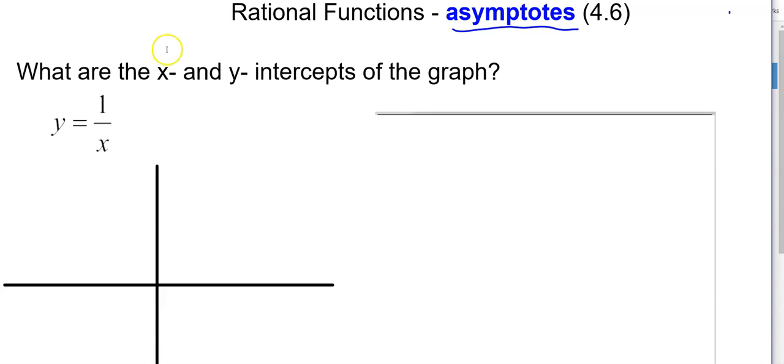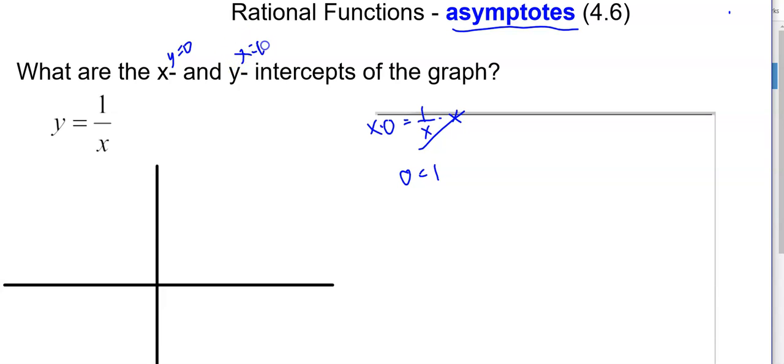To find the x-intercept, you want to plug in y equals 0. So in this case, that would be 0 equals 1 over x. Multiply both sides by x. That cancels. x times 0 is 0, 0 times 1. It doesn't look like there are any x-intercepts in this one.